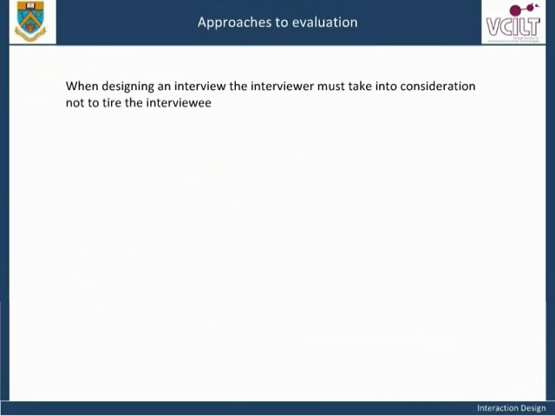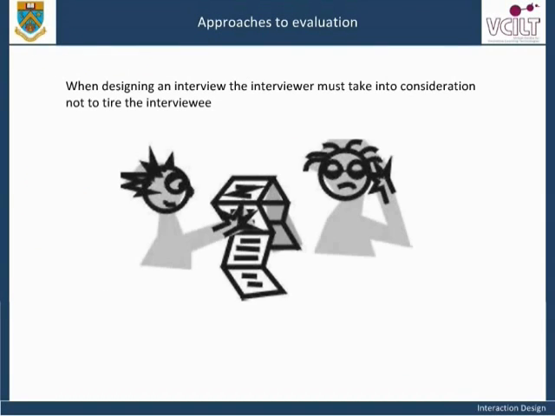When designing an interview, the interviewer must take into consideration not to tire the interviewee. The interview should be carefully constrained. This will also save the interviewer from spending a substantial amount of time conducting the interviews, as well as later transcription and analysis time.